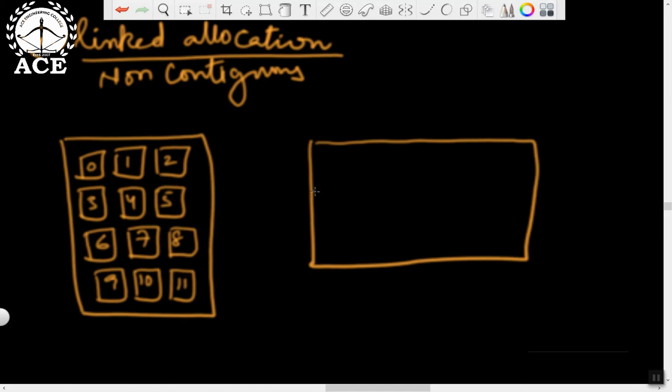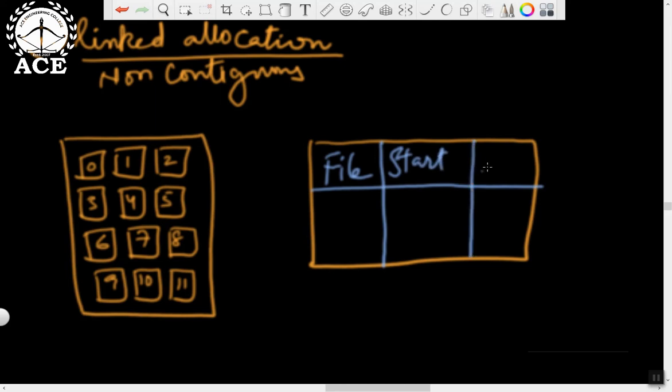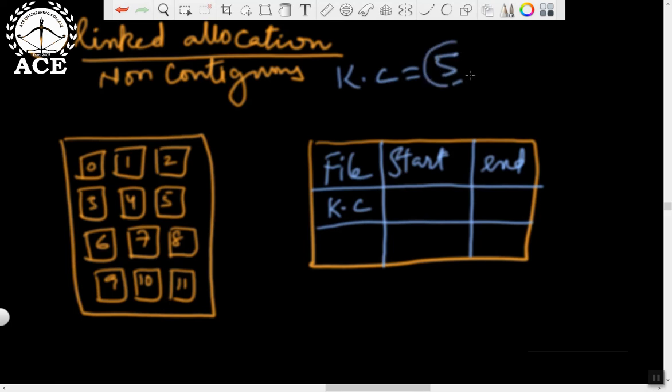Let me take a different ink now. Like the earlier occasion, we will have the file name, which file, and the starting address and the ending address. The file is, again like the previous occasion, k.c. Remember, like the previous occasion, it needs 5 blocks. The starting address may be anything, for example block number 2. After storing in block number 2, the next need not be contiguous. Earlier it was contiguous, but here it is non-contiguous, linked. Maybe it can point to 5.